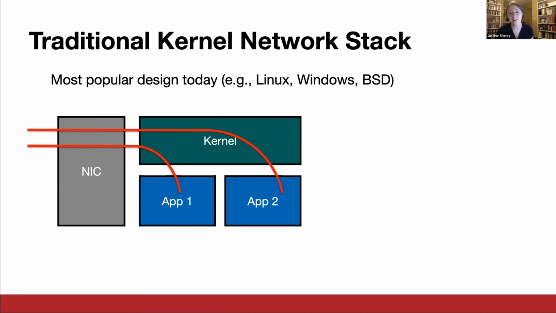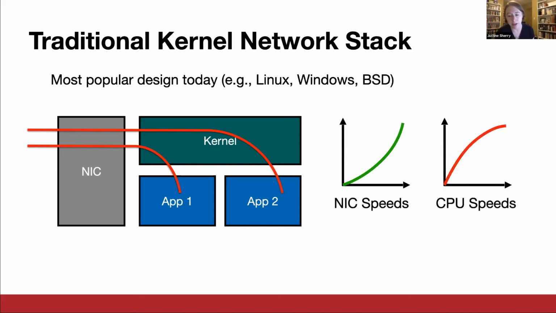Much like the conundrum that we were faced with in Pigasus, we're seeing NIC speeds go up, but CPU speeds aren't keeping up. And so a huge trend in the operating systems literature over the past 10 years has been complaining that running all of this packet processing in the kernel, and running data through the kernel, is really slow.